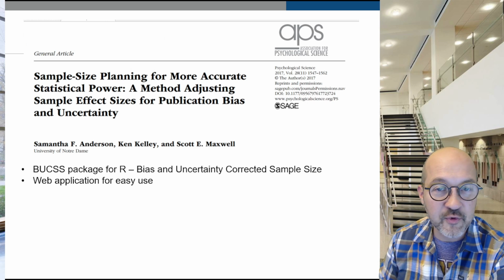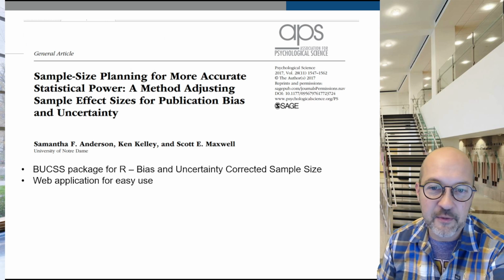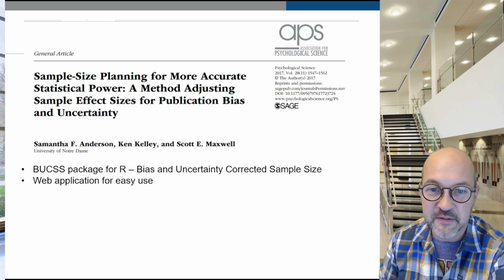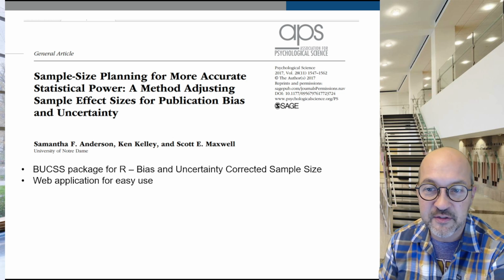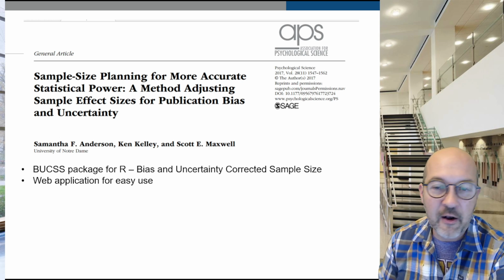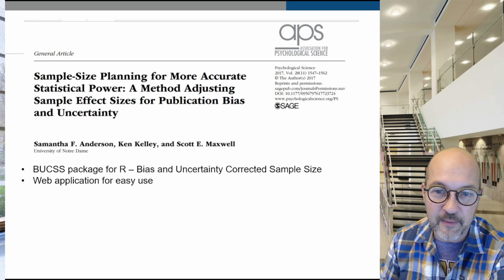Ken Kelly and his group, which is at Notre Dame, has an excellent paper on this topic. His team has also released a package for R called BUCS that can help you calculate sample sizes corrected for both bias and uncertainty. And if you're not an R wizard, Ken also has a website called designingexperiments.com. And on that website, there are easy-to-use web applications for planning sample sizes in this way.